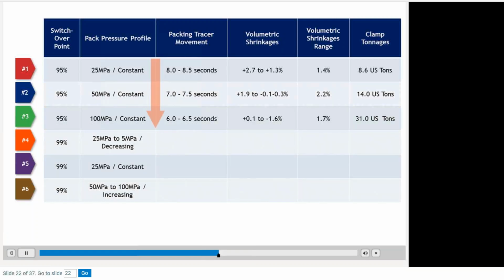To review, the packing tracer's movement shortens with higher pack pressure. This indicates that higher pressure compresses polymer material faster than lower pressure. Volumetric shrinkage ranges are lowest with the lowest pack pressure and reach an unacceptable negative range with the highest pack pressure.